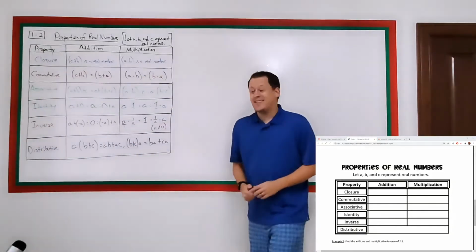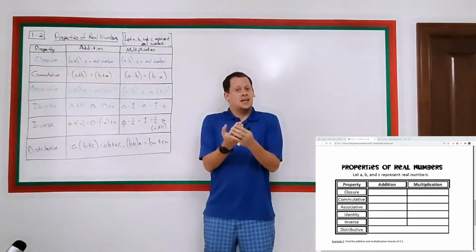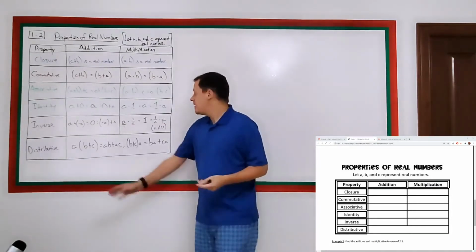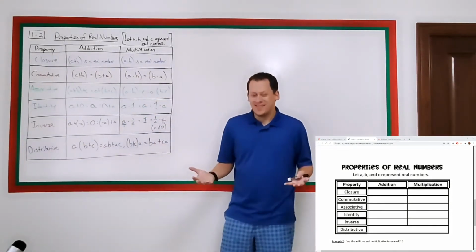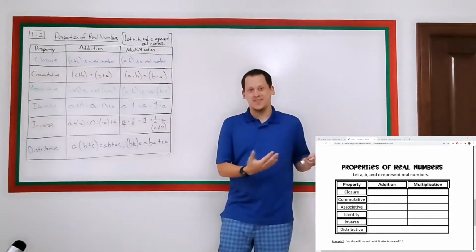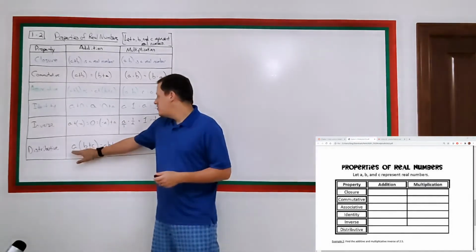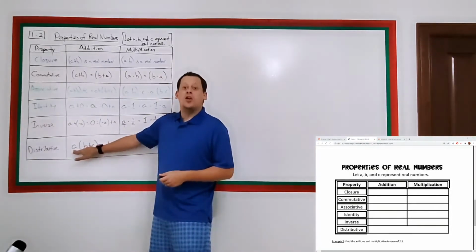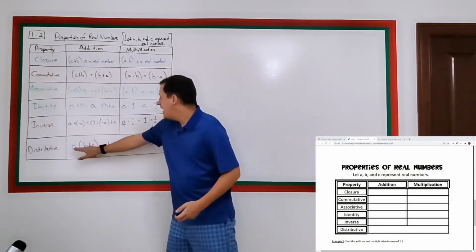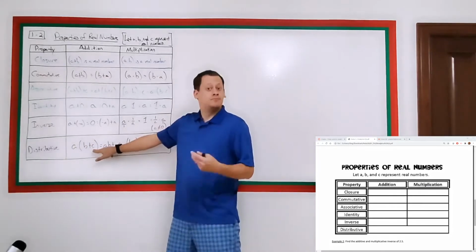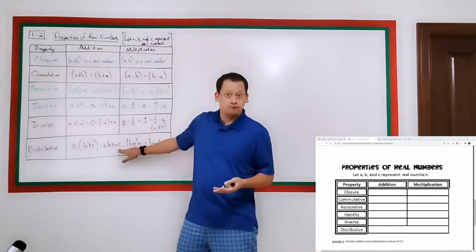Our last property is the only one in this table that doesn't have separate properties for addition and multiplication because it involves both at the same time. The distributive property. Surely you've distributed something in your prior math courses like Algebra 1, right? If you've got something like b plus c in parentheses and you've got an a outside, the distributive property allows you to take that a times b and then a times c, right? So a times b plus c gives you a times b plus a times c.